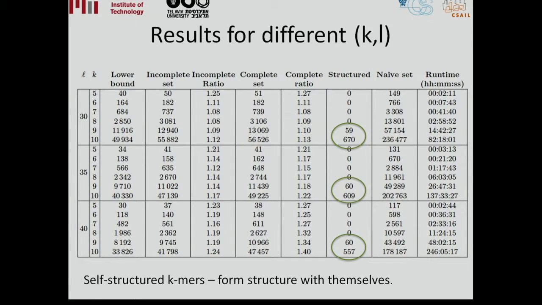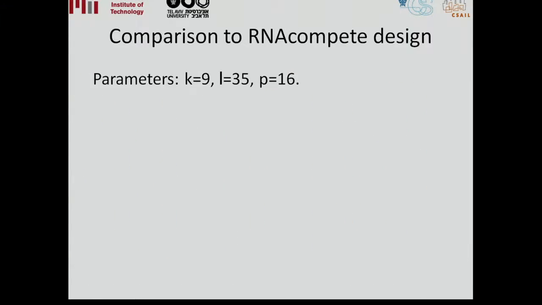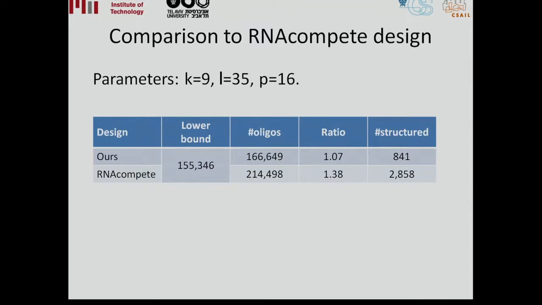Now, we also compared to the specific design of the RNAcompete technology, and how they did it. They took the De Bruijn sequence generated from a linear feedback shift register and then used some ad hoc rules to generate a library with the properties that they wanted. In our case, we just ran the algorithm with k equals 9, probe length 35, and a multiplicity of 16. What we see is that the ratio we get is 1.07 compared to the theoretical lower bound, compared to the library they used, where the ratio is 1.38.